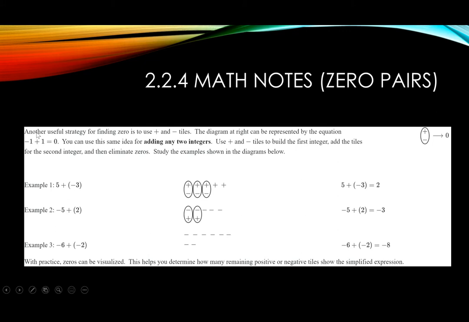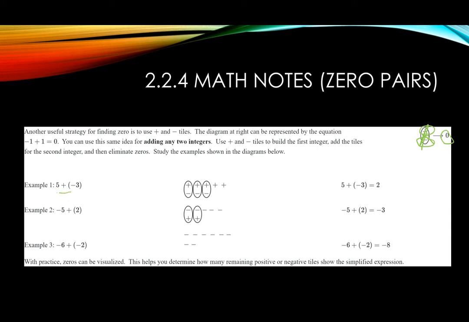And so here it says another useful strategy for finding 0 is to use positive and negative tiles. And the diagram at the right can be represented by the equation negative 1 plus 1 equals 0. So here, if we look over to the right corner of the screen, we see a positive and a negative tile. They would cancel out, and they would just equal 0. So we're going to use this idea for adding 2 integers. And you'll see what I mean here below.